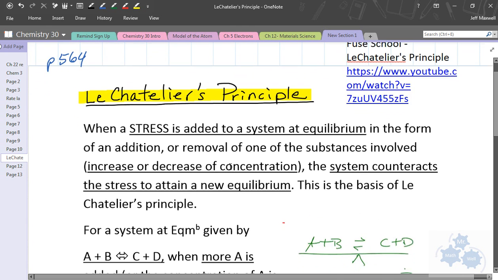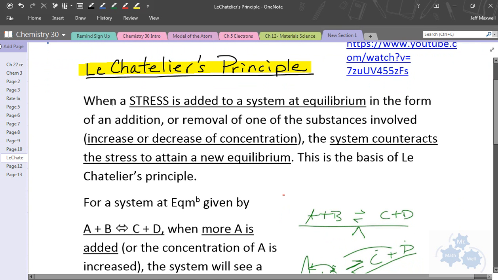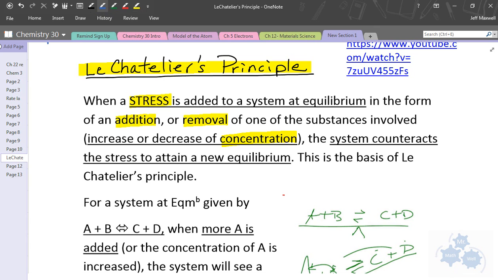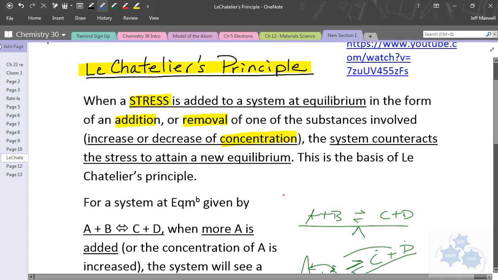Page 564 in your text. LeChatelier's principle says that when a stress is added to a system at equilibrium, so let's just stop and unpack this for a second. A stress can be in many forms. It can be in the form of addition or removal of substance. Okay, an addition or removal of one or more of the substances. What is that? That is a change in concentration. So if we're talking about a stress, the most common way that we're going to deal with here is change in concentration.